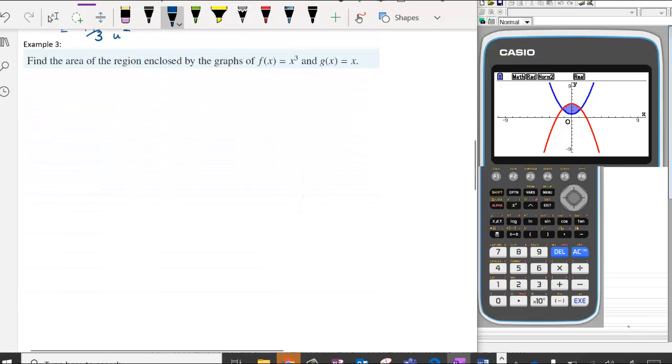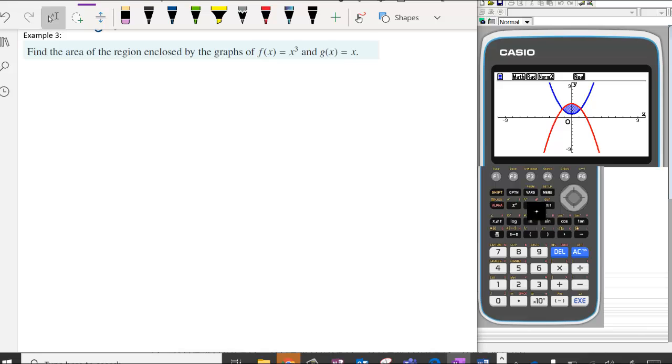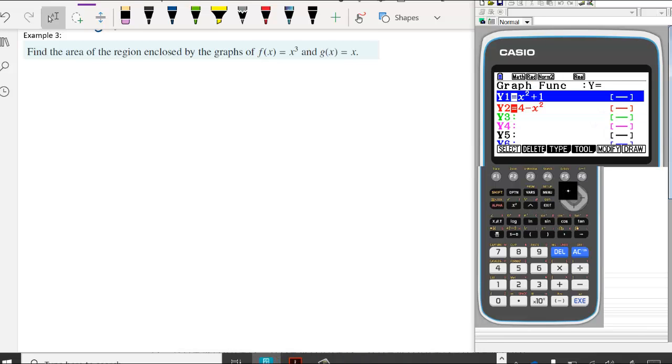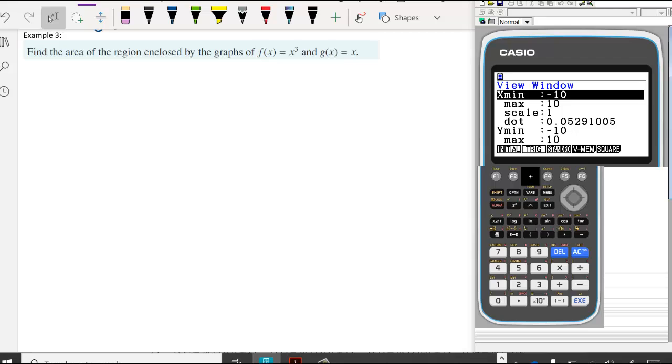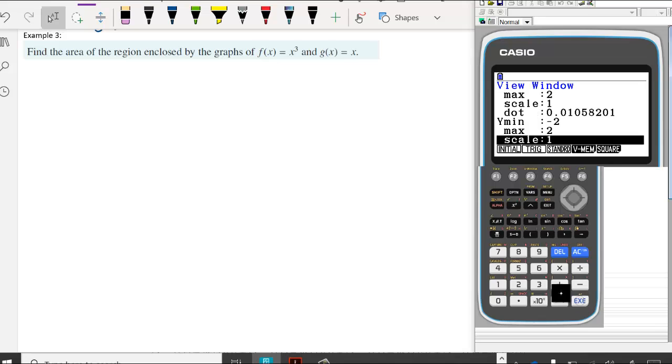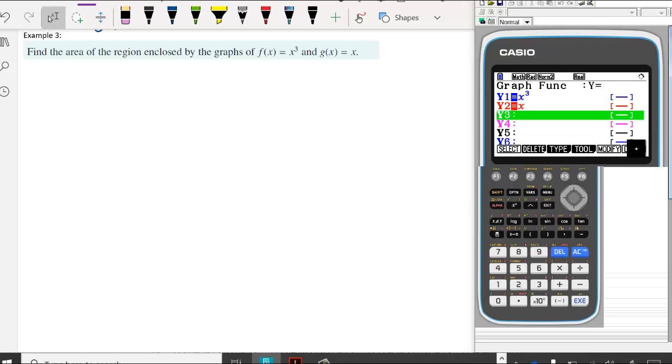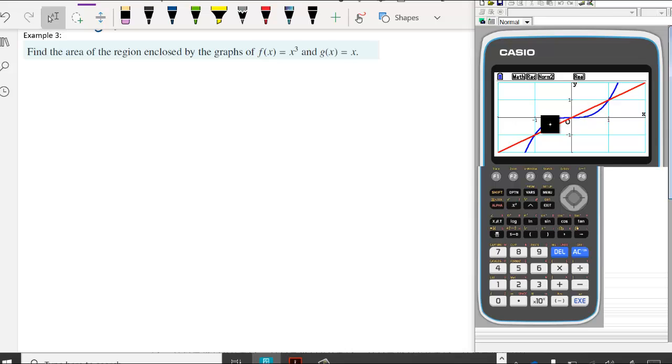The next one, we're looking at the area of the region enclosed by the graphs x cubed and x. So if we go back and we put in our two equations, we have x cubed and we have x. We see that if we zoom in, let's go -2 to 2 and -2 to 2, and we sketch this again. Then we've got two boundaries. We've got a negative section and a positive section.